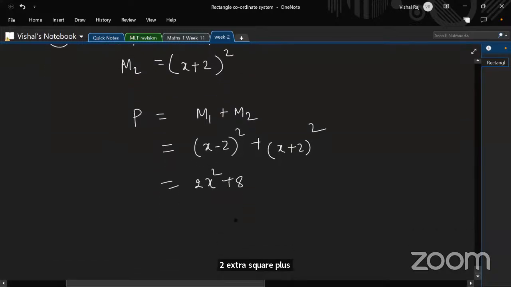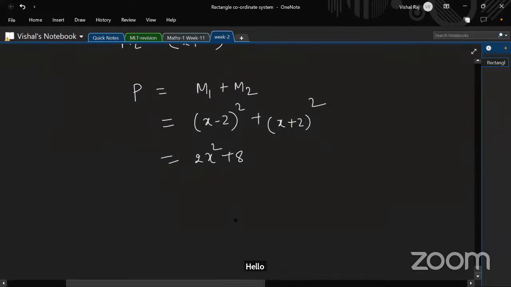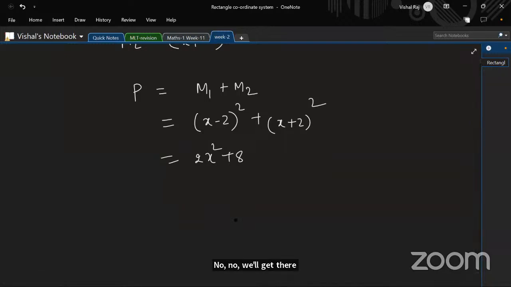So what should be the plot? You'll be getting 2x square plus 8, so it is 2x square only. Yeah, so this is a parabola.